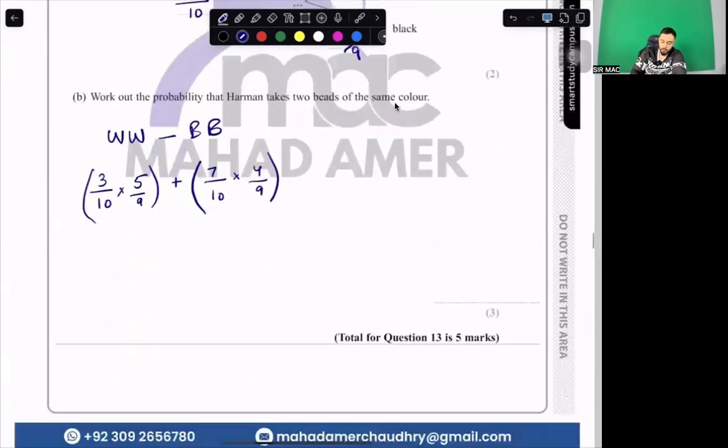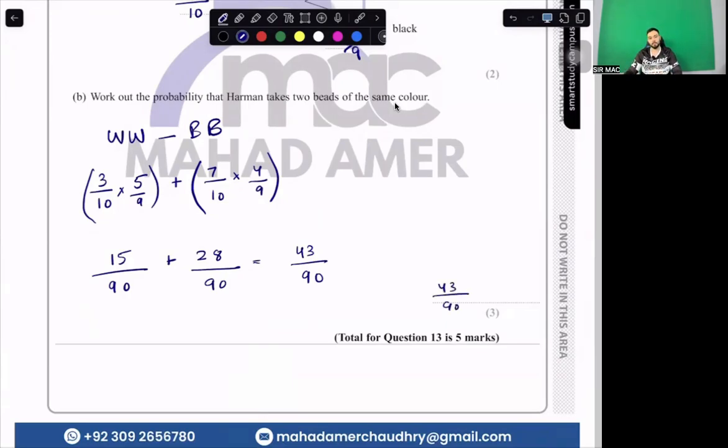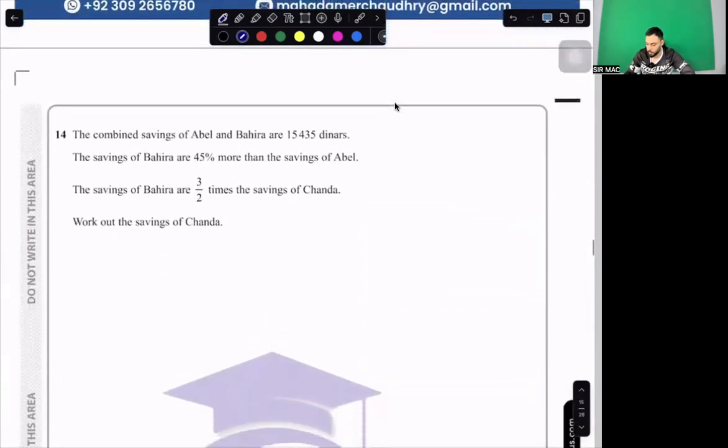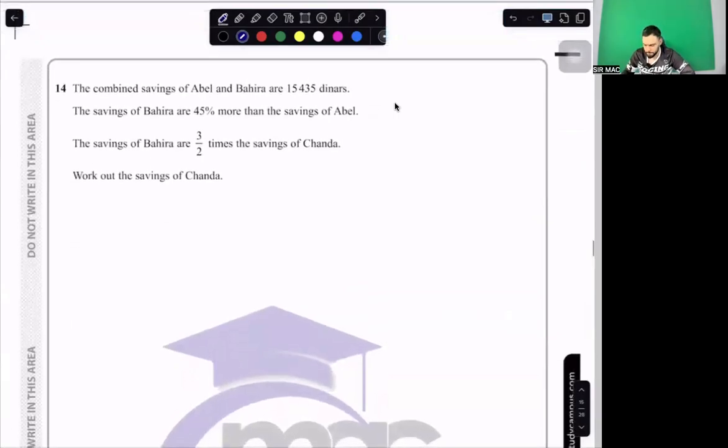So 3 times 5 is 15 over 90, and 7 times 4 is 28 over 90. You add them up and you are left with 43 over 90. No need to write it in decimals, just write it in fraction form. So 43 over 90. 43 is a prime number, so that's your complete marks. 5 marks for the whole question, done for probability. Okay, Question 14. Already halfway there.